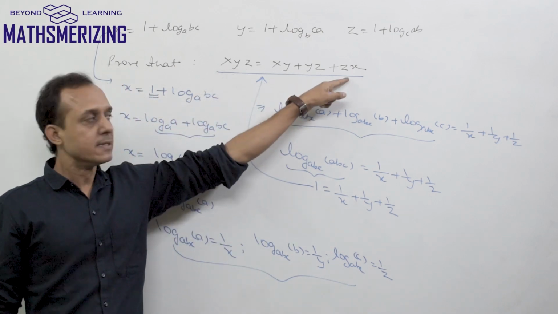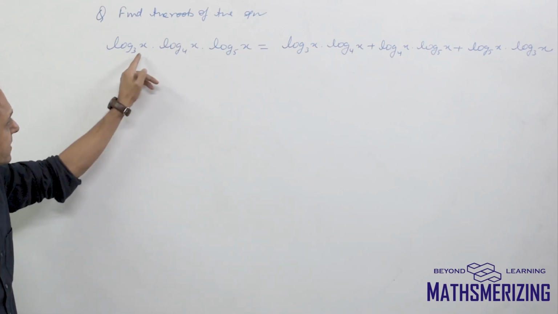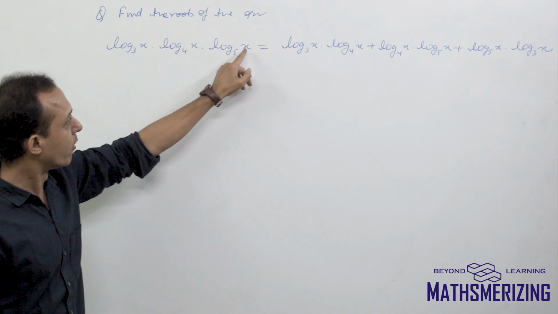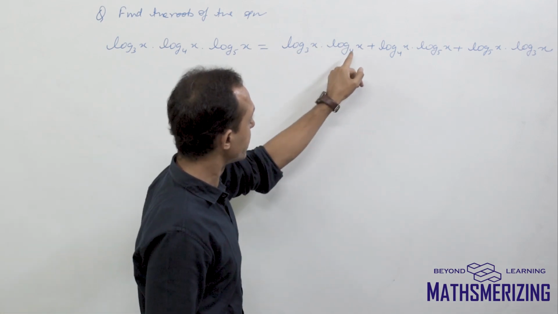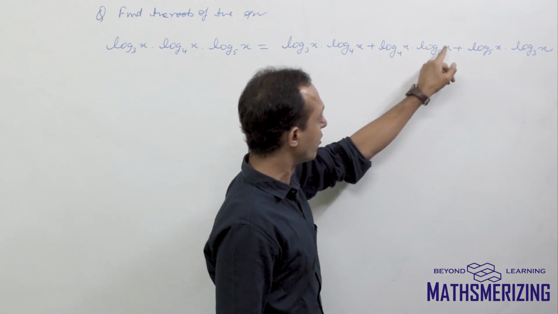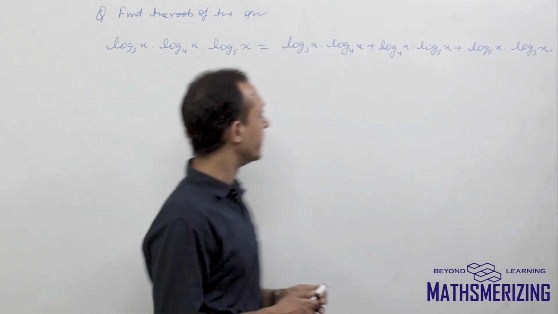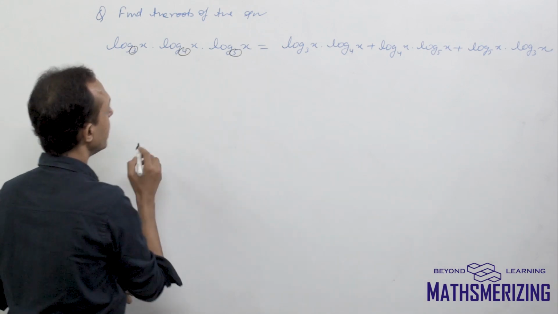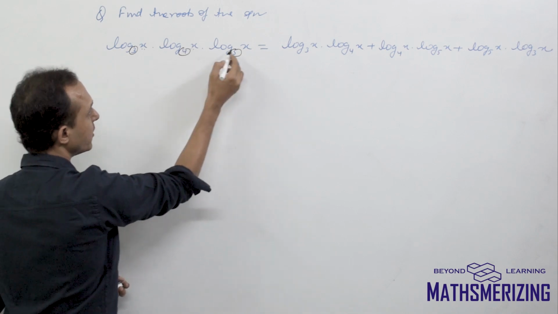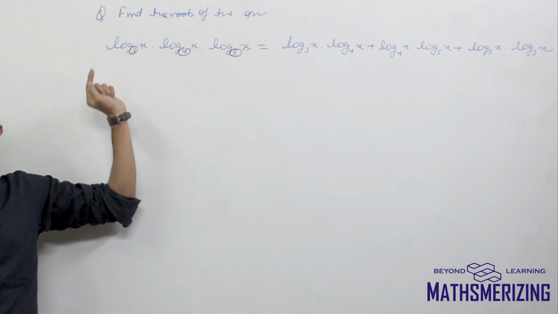Now the question is, find the roots of the equation log x base 3 into log x base 4 into log x base 5 equals log x base 3 into log x base 4 plus log x base 4 into log x base 5 plus log x base 5 into log x base 3. Now what I see here is different bases, but the number here is the same. So what I know is, if I take the reciprocal, then I'll get the same base.